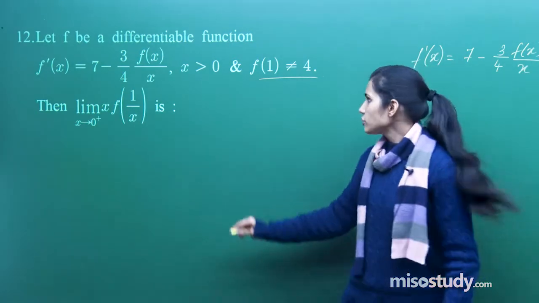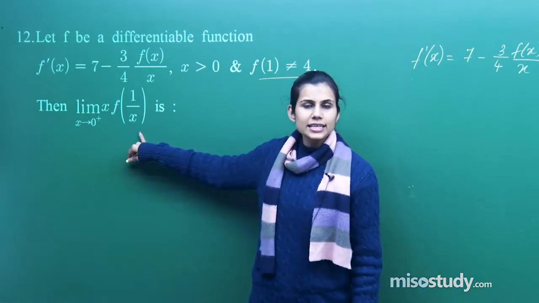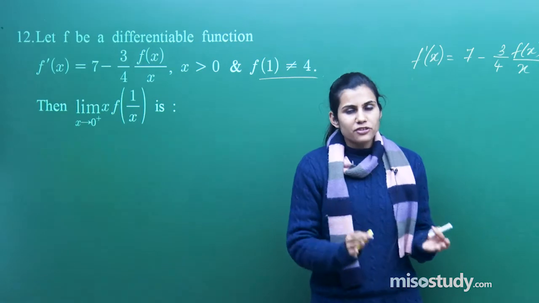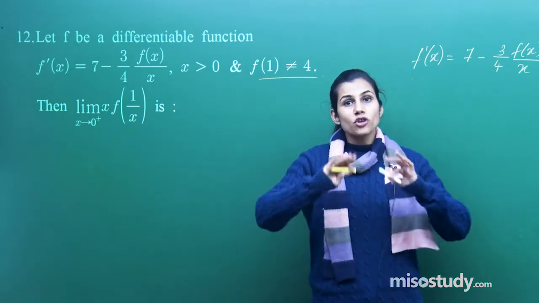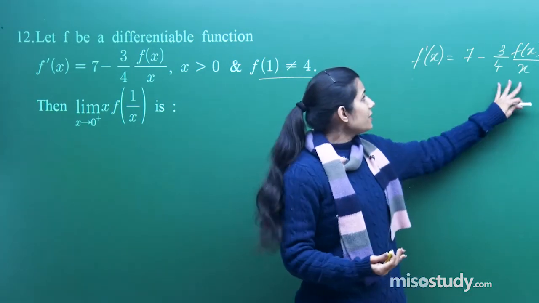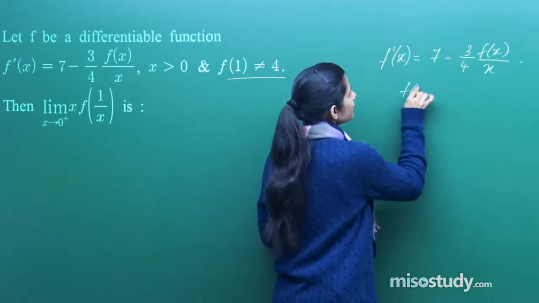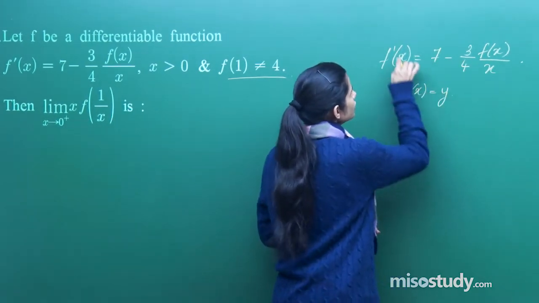Now, in order to calculate f of 1 by x, until and unless I have the expression of f of 1 by x, how can I move ahead with the limit? To have the expression of f of 1 by x, I need to have the expression of f of x. I will be evaluating f of x from here. How will I be evaluating? I will be treating f of x equals y. So, this will be what?